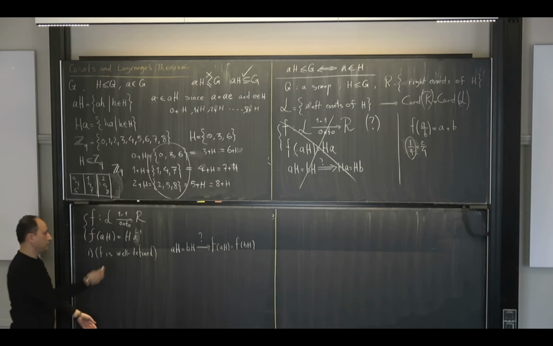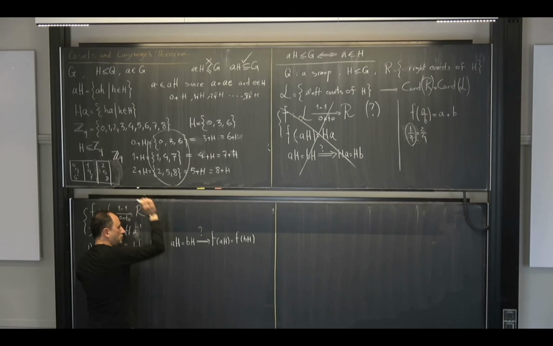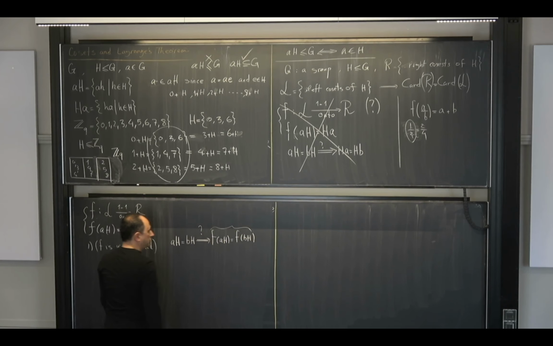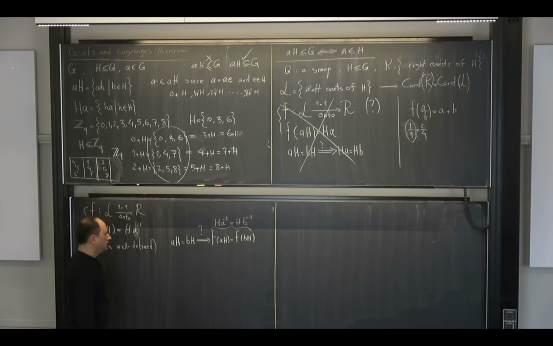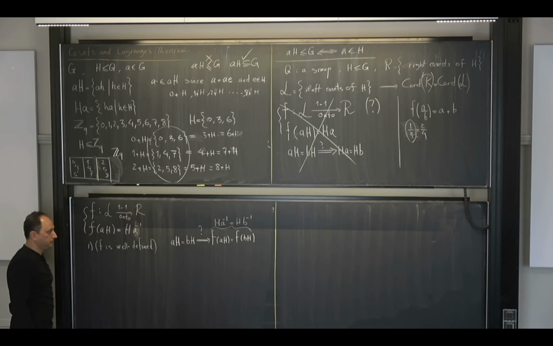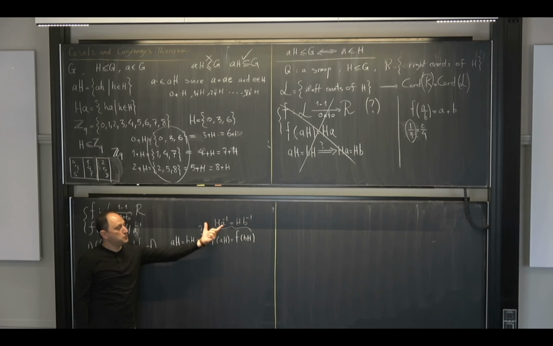Okay, how can I prove this? So instead of this one, I write the result. So f of aH is Ha inverse, and f of bH is Hb inverse. So that is my goal. If aH is equal to bH, I want to prove that Ha inverse is equal to Hb inverse. Okay, so how should I do this? This is your assumption. This is what you want to prove.